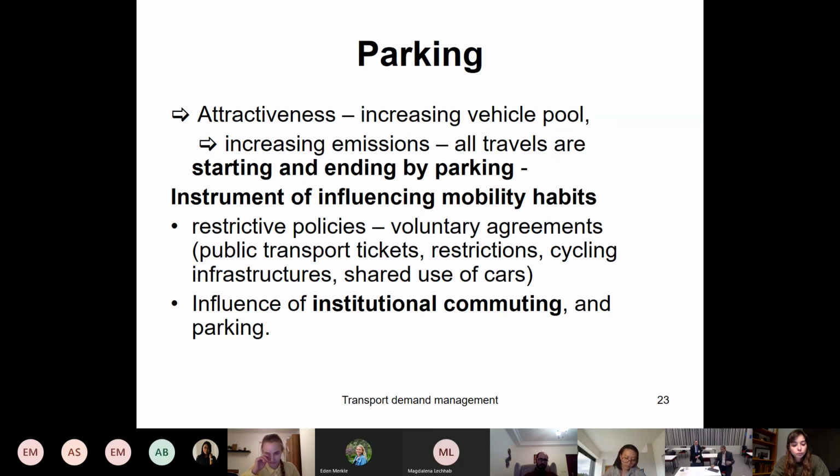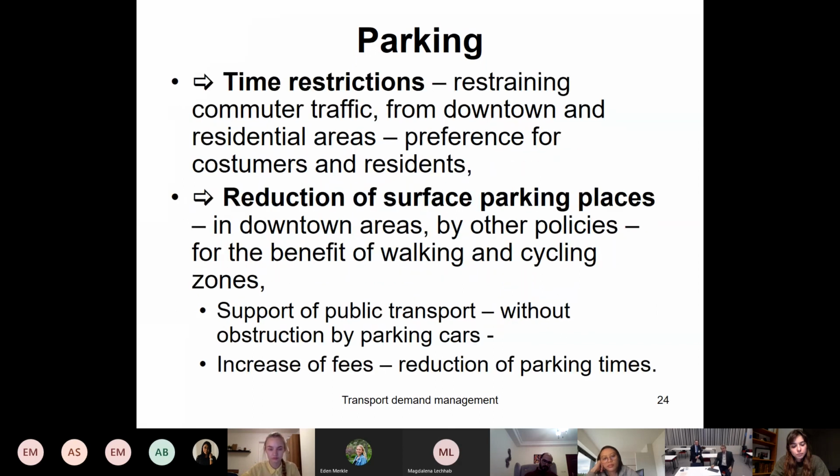This is a current question now during pandemic issues in European cities: how to manage the parking, or how to manage the urban transport demands by individual transport. So the main tools or directions are time restriction, control of parking times, reduction of parking times, reduction of surface parking places, so the common surface parking places. And of course positive elements or positive effects are the support of public transport and increase of parking fees.